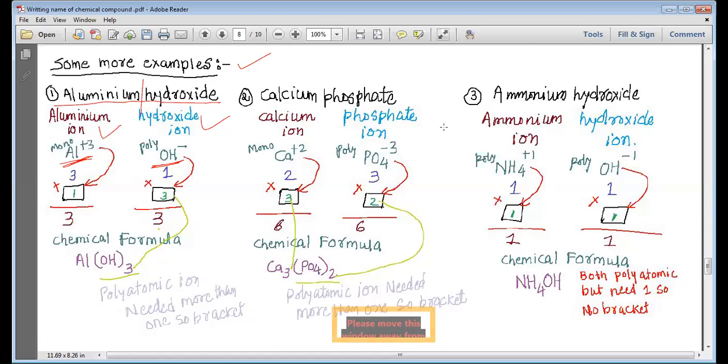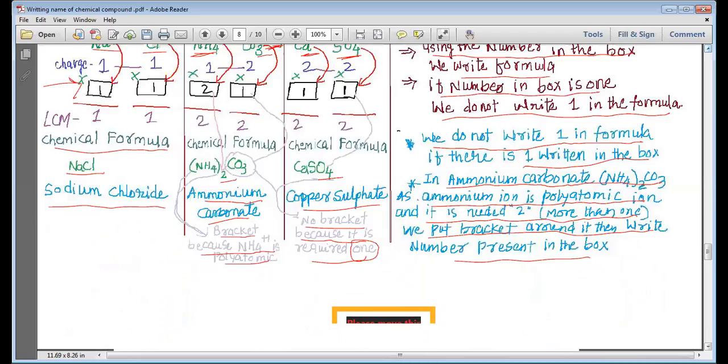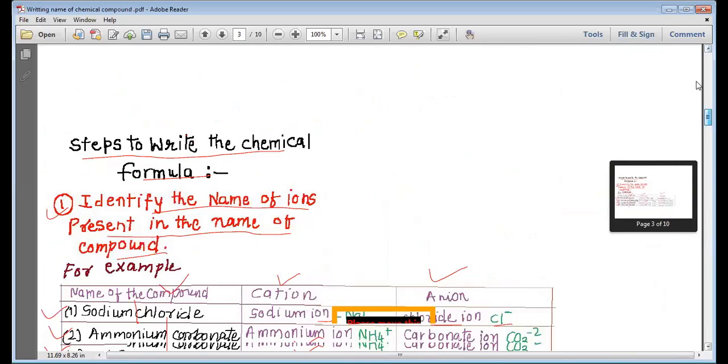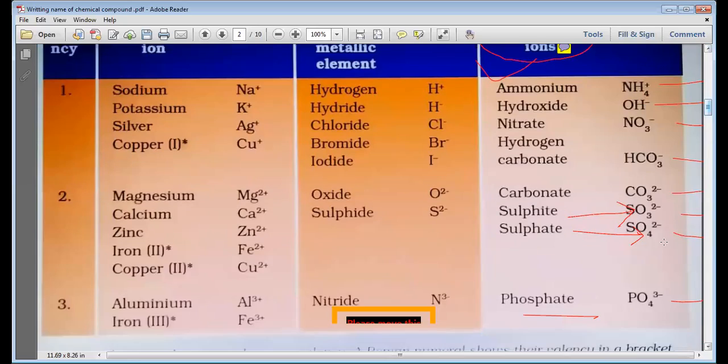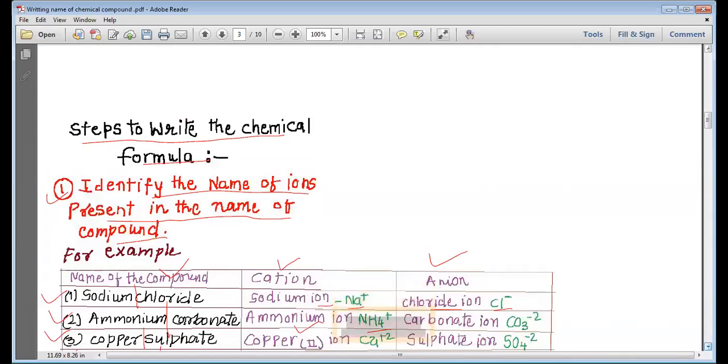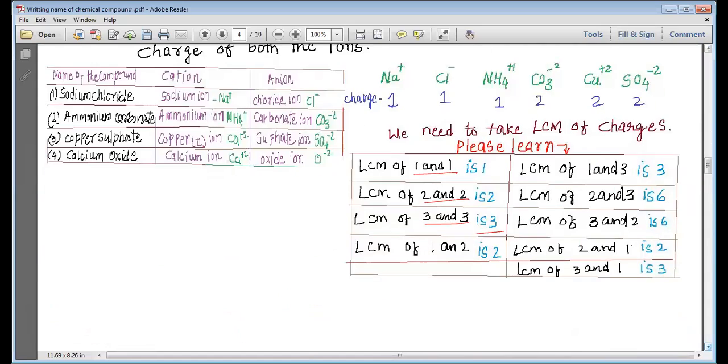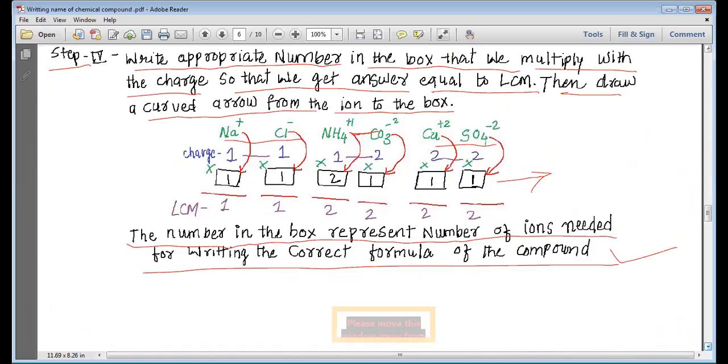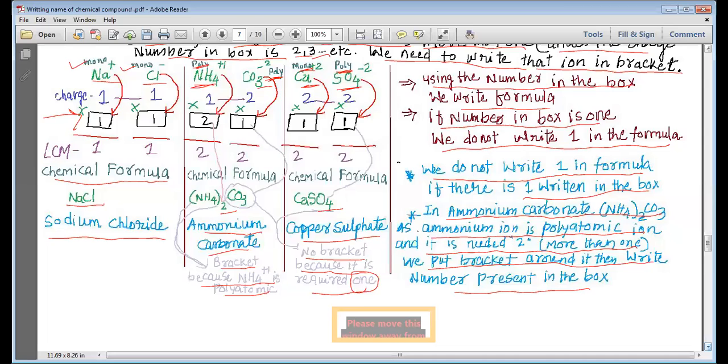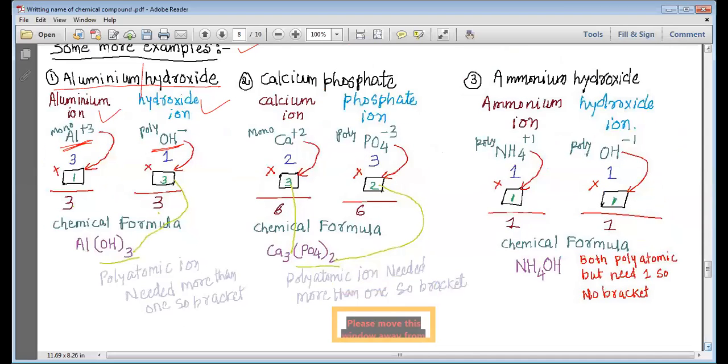You say, from where do you get this symbol, sir? So these symbols are obtained from here, my dear students. You can see that this is the aluminum ion Al plus 3 and this is the hydroxide ion OH minus 1. I will request you, my dear students, that you please learn these ions, their symbols with their charges. That is going to be very helpful to you in future for writing the chemical formula. So please learn these ions with their symbols.